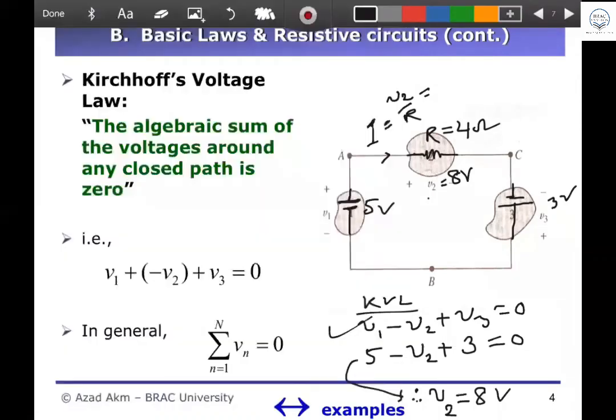All right. Now look at it. V2 is your 8-volt and R is your 4. You are getting here 2 ampere. So 2 ampere current is flowing. 2 ampere current, 2 ampere current. So everywhere, 2 ampere current is flowing through the circuit. Got it?